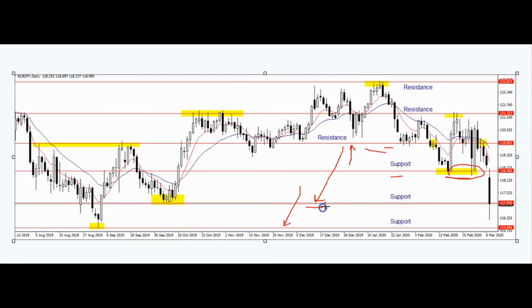So that's my bias on this pair. We'll wait and see how it plays out over the coming days, coming weeks, but certainly my long-term bias on this pair is bearish.